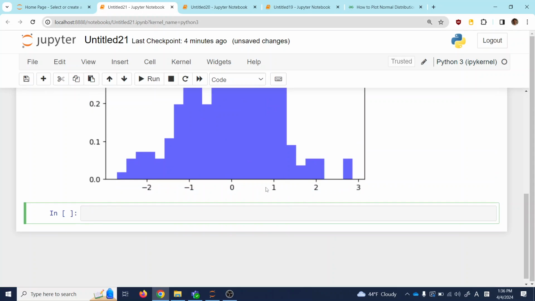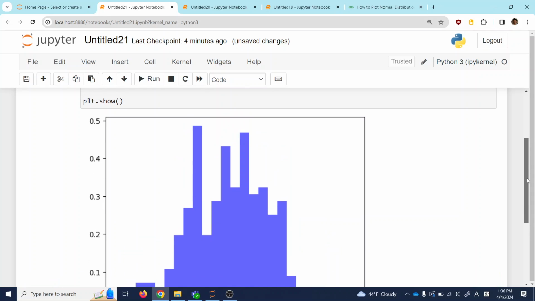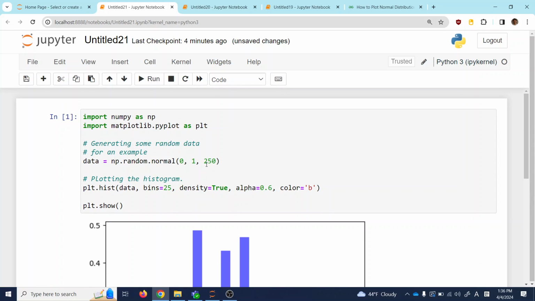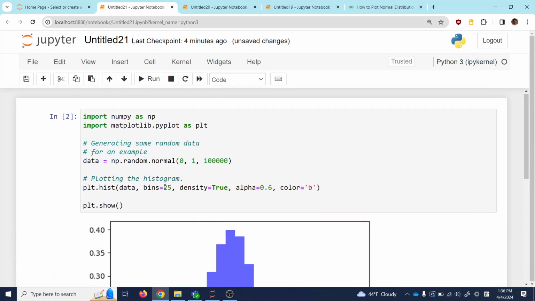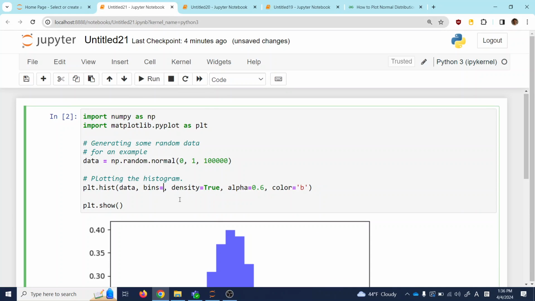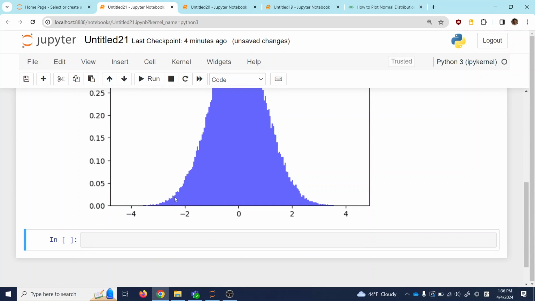All right. So you see this, the usual normal distribution. It's only 250, so that's not good. Let me increase this to 1,000,000 maybe. And there might be 100,000. Okay. Let's see if we get a nice looking bell curve. Okay, that looks more like a bell curve. Let me increase the bin size to maybe 200 or maybe 201. All right, that looks better.